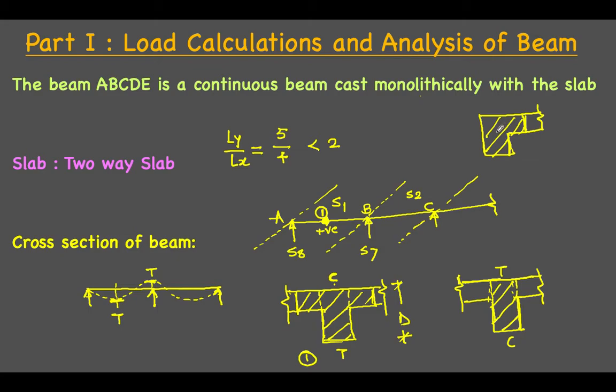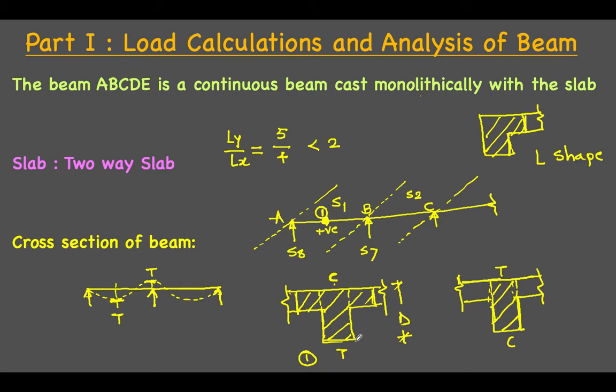So this is flanged only, but it is an L-shaped beam, or it is called an L beam. Though it is a flanged beam, since it is having L shape, it is an L-shaped beam, and this is also a flanged beam, but it is a T-shaped beam. So in this way, in a continuous beam, we have to design two different types of cross sections.